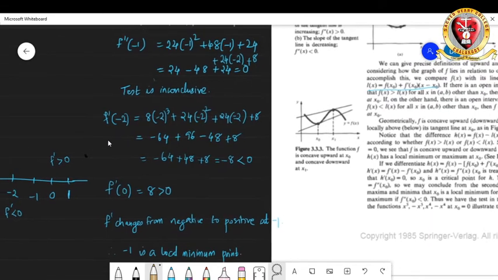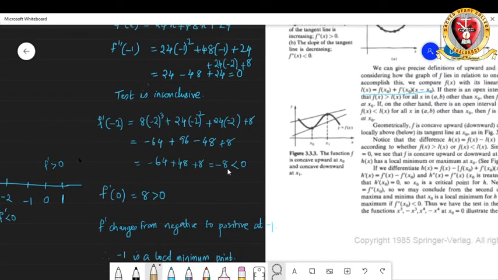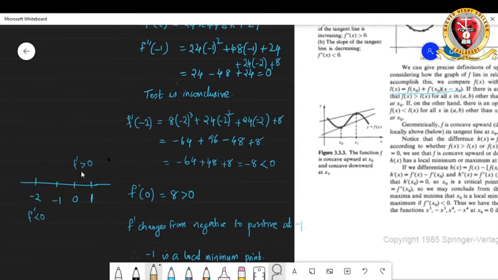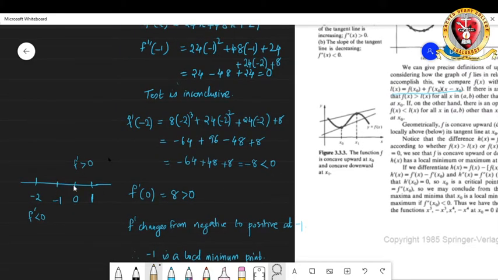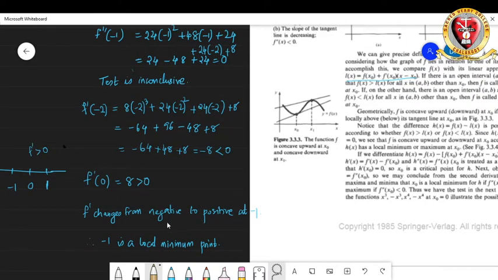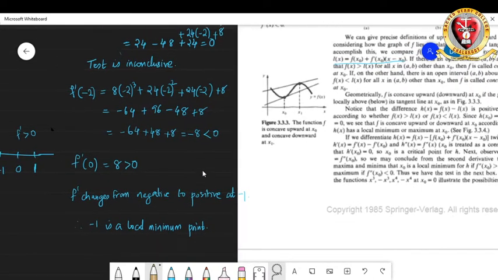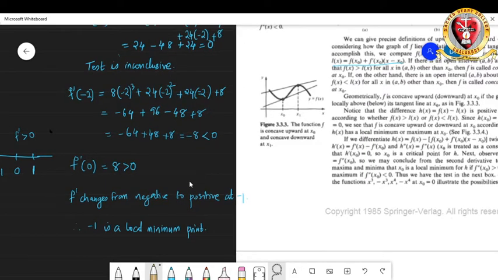So f dash of minus 2 is calculated, you get that to be equal to minus 8, which is strictly less than 0. And to the right of minus 1, we choose the point 0. You can choose any point to the right of minus 1. I am going to choose 0. So when you find f dash of 0, you get that to be equal to 8, which is strictly greater than 0. So to the left of minus 1, you get that f dash is strictly less than 0. And to the right of minus 1, you get f dash is strictly greater than 0. So f dash is changing from negative to positive at minus 1.